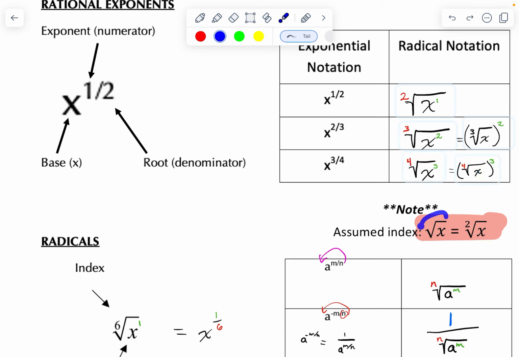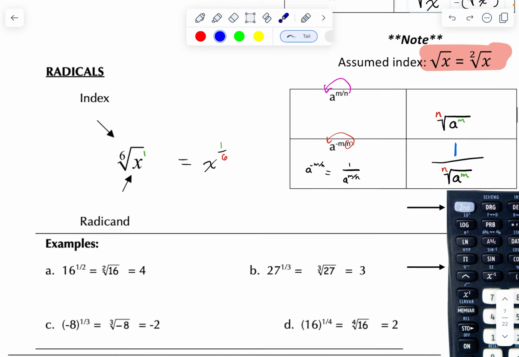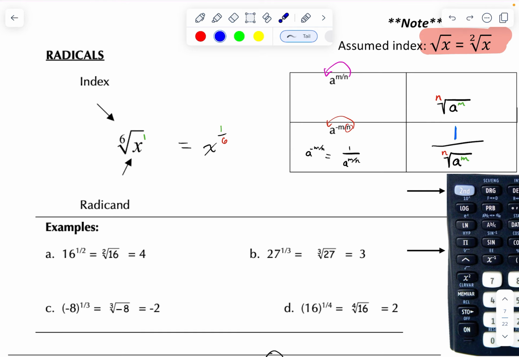So if we don't see an index, if there's no number given there, we assume that it's a square root. So it's not that we were lying to you about this being a square root symbol, it's just that there are a whole lot more radicals that we could have rather than just square roots. We could have cube roots or quartic roots or quintic roots, and so on.